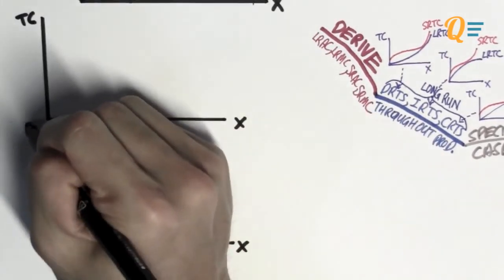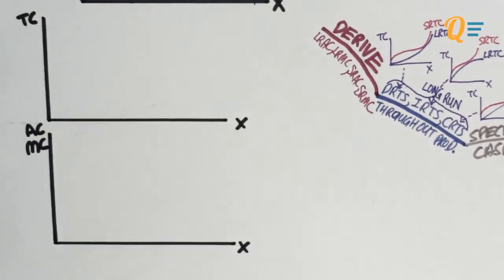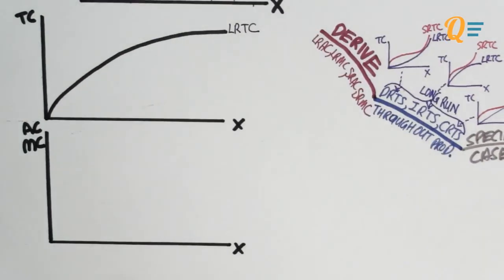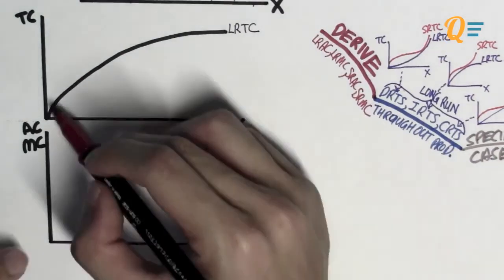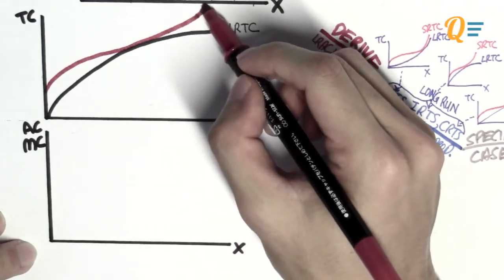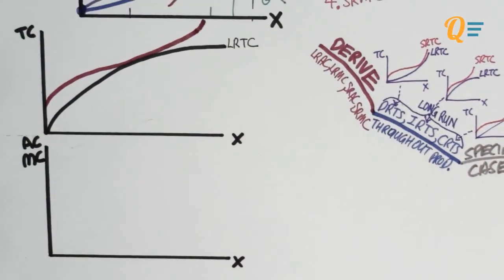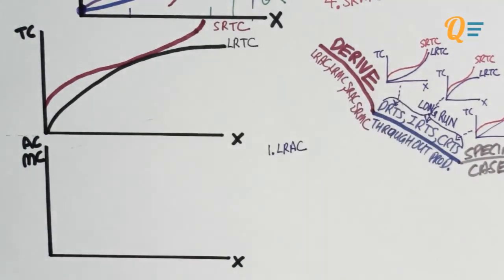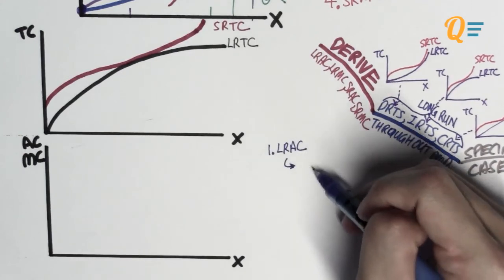Okay, so the next thing that we're going to do is we're going to derive the curves for the case where a firm is going through increasing returns to scale throughout. So the total cost curve is going to look like that. Okay, that's the total cost for the long run. And I'm going to add in my short run total cost curve. Okay, and the short run total cost curve will definitely meet the long run total cost curve at one particular point. So the first step again is to look for my long run average cost curve.